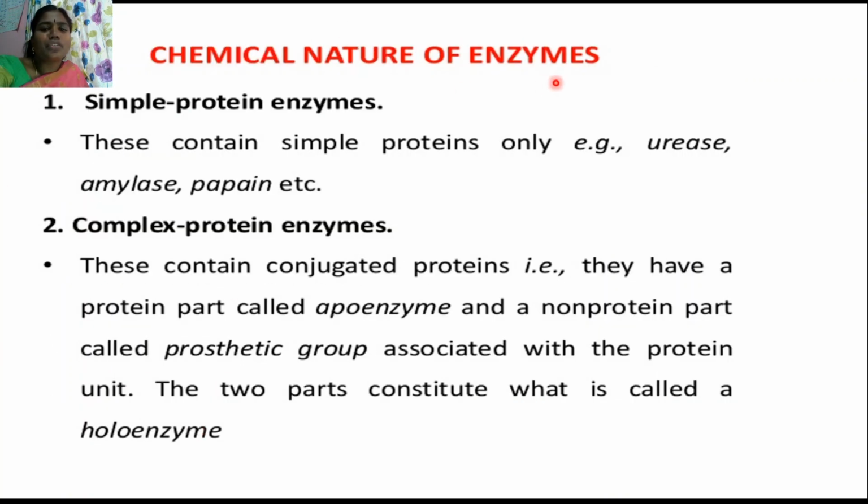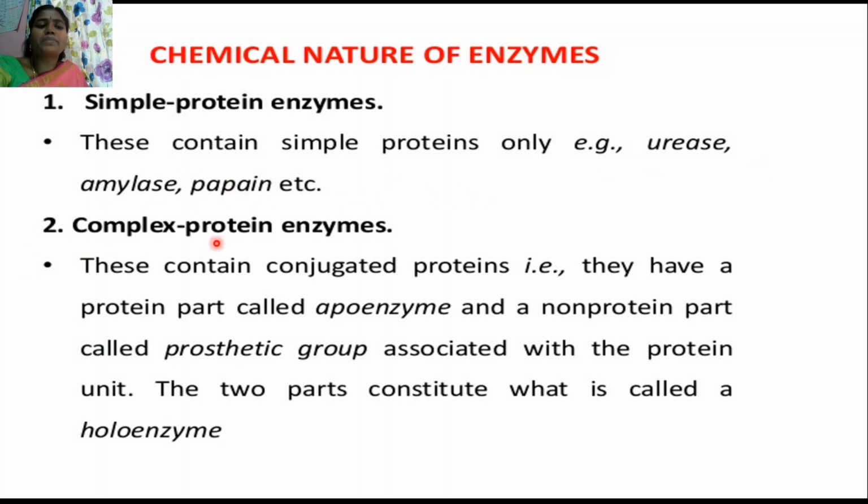What is the chemical nature of enzymes? Enzymes may be simple proteins, and they may also be complex with other non-protein parts. Simple protein enzymes contain simple proteins only. Examples are urease, amylase, pepsin, etc.